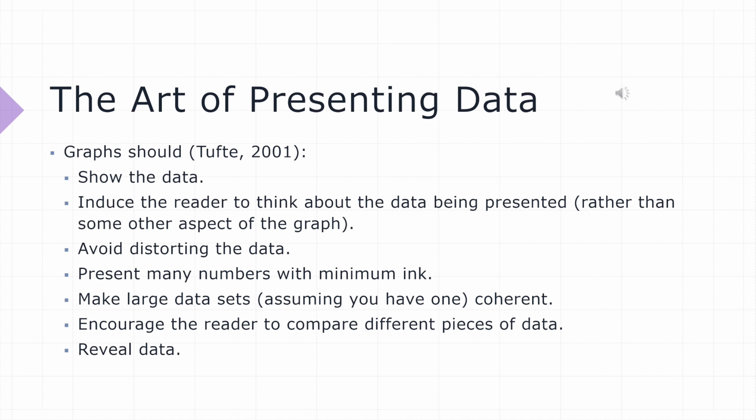What makes a good graph? Here are some basic rules. 1. Show the data. 2. Make the reader think about the data, not about decorative gadgets. 3. Do not distort the data. 4. Maximize the data-to-ink ratio. Present many values with minimal non-essential ink.